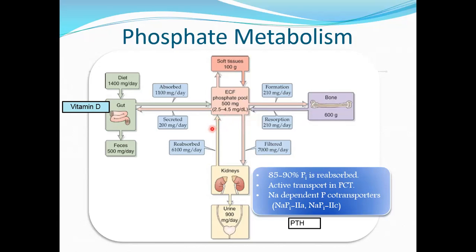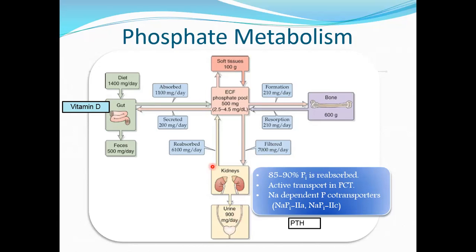Around 7,000 milligrams per day is being filtered through the kidney. Through the kidney, 85 to 90% of the phosphate is reabsorbed under the presence of parathyroid hormone and of course vitamin D, all that. There will be reabsorption and secretion of phosphate. Okay, so the secretion of phosphate happens under the presence of parathyroid hormone. There is 900 milligrams per day, which is excreted through the kidneys.